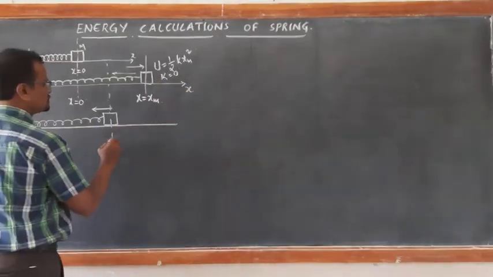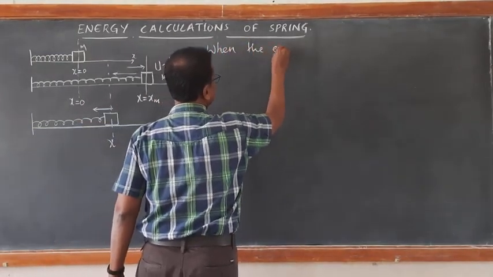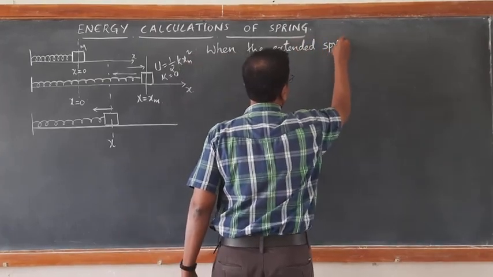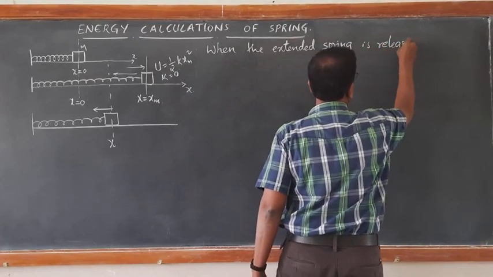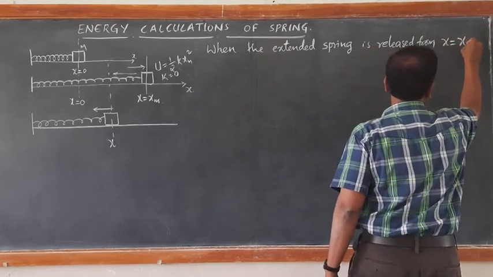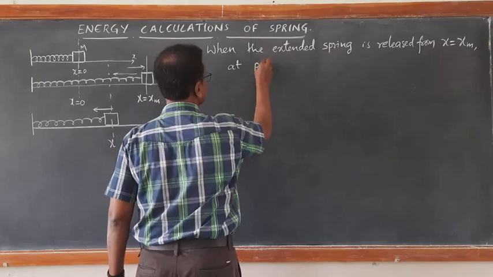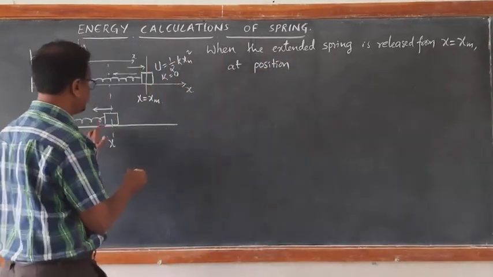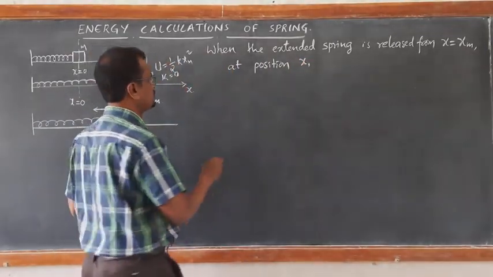When the extended spring is released from x equal to xm, at any position x, while it is still under motion, what is its total mechanical energy?